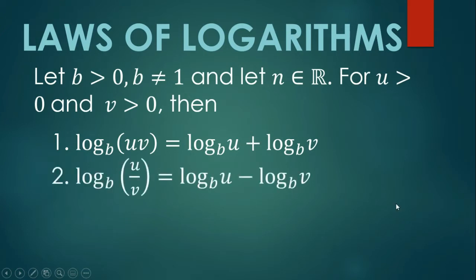Okay? The second law, log base b of u all over v, kapag nakita mo naman na quotient yung nandito, we can separate the terms using subtraction. Yung nasa numerator muna, we affix log base b and then yung numerator minus log base b of the denominator, which is v.